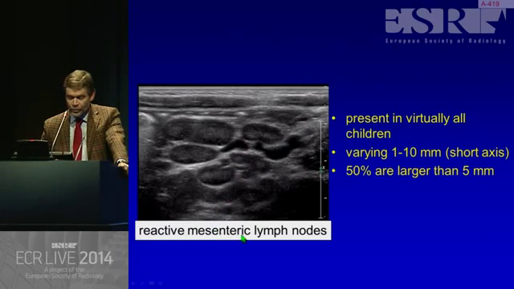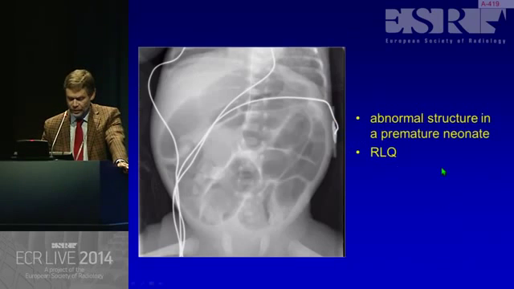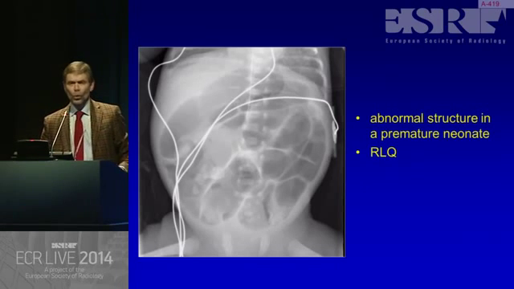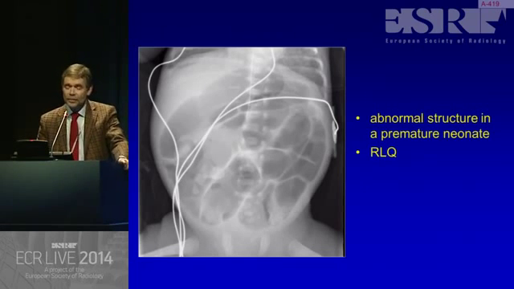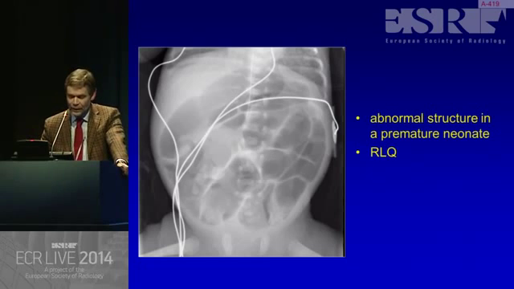Reactive mesenteric lymph nodes, as in the neck, completely normal at a certain age. They are present in virtually all children. They may vary from 1 to 10 millimeters in short axis, and 50% of these nodes are larger than 5 millimeters. They should be left alone. There's no pathology. And this is my last case, a peculiar case, and always think of something like this.